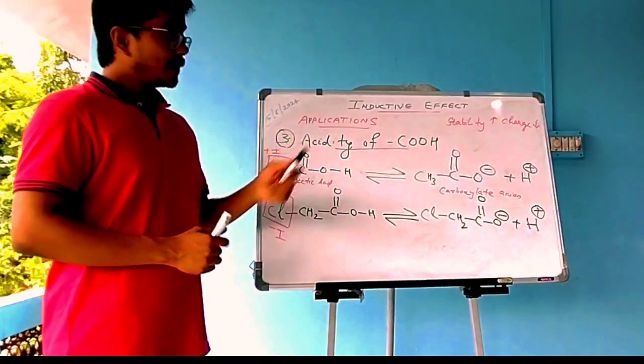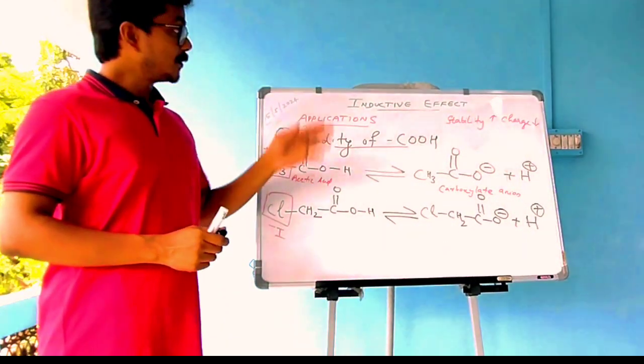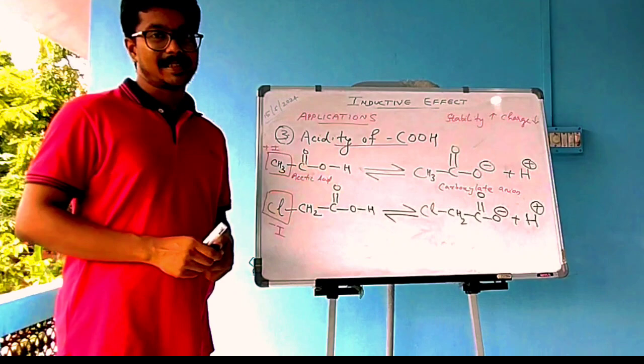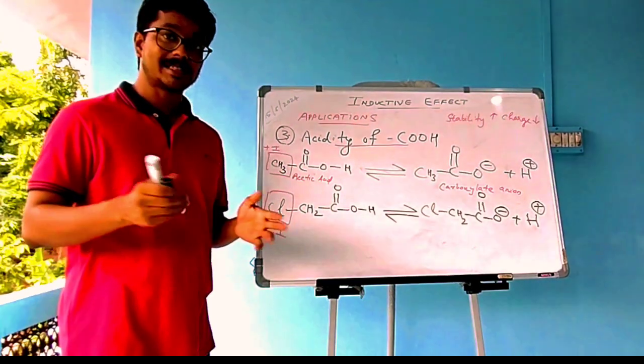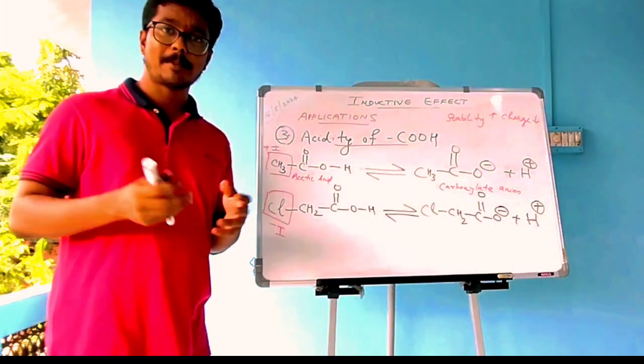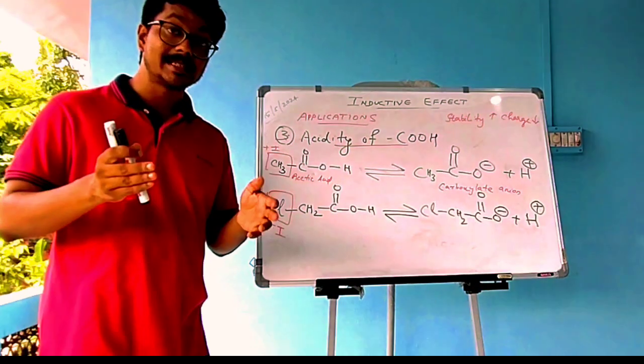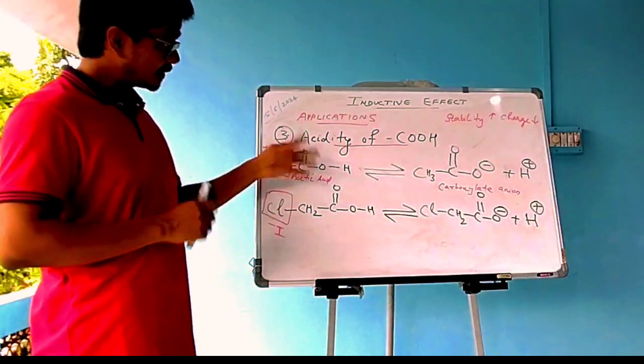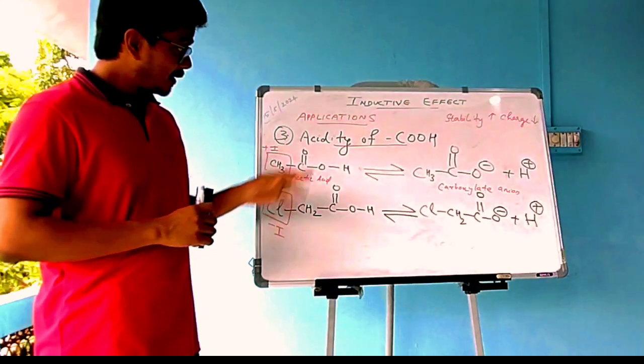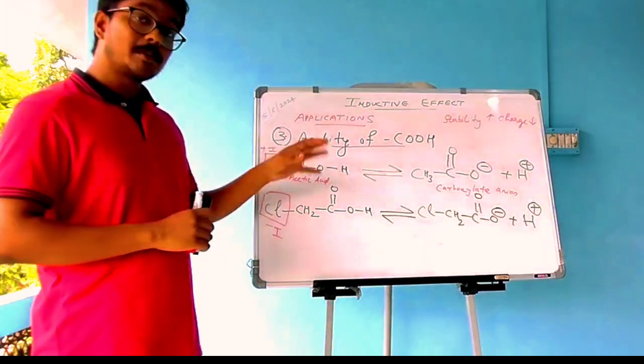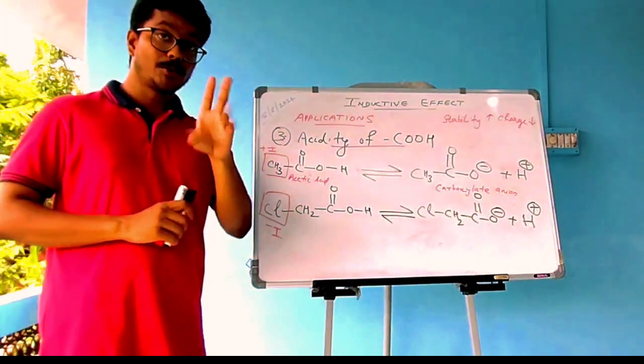Let's move on to the third application of inductive effect: how we can use the inductive effect to determine the acidity of carboxylic acid. What is acidity? It's the capacity or tendency of a group to release H plus ion. Let's consider this example. The acidity of a carboxylic acid depends on two factors.